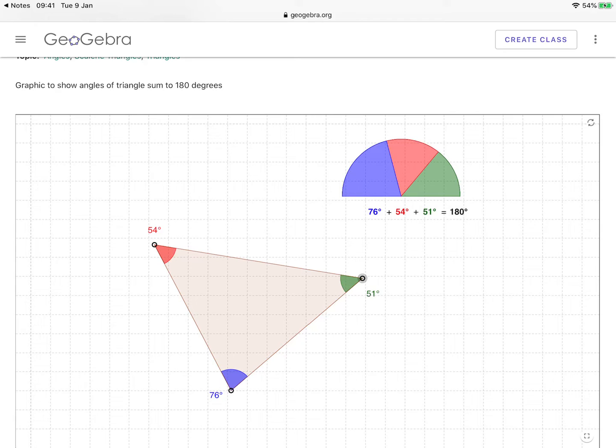So in your books, can you get down: angles in a triangle always add to 180 degrees? Or you could just put, as it says up here, I can't mark it on, but it says triangle sum to 180 degrees, same as saying add.